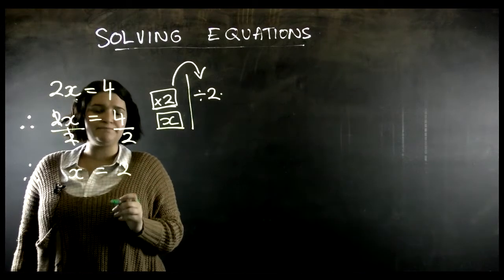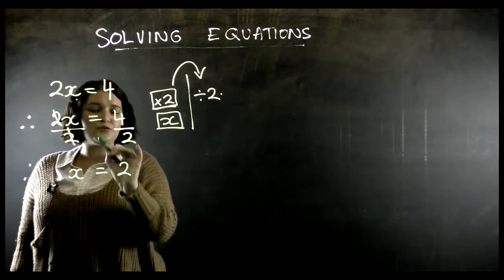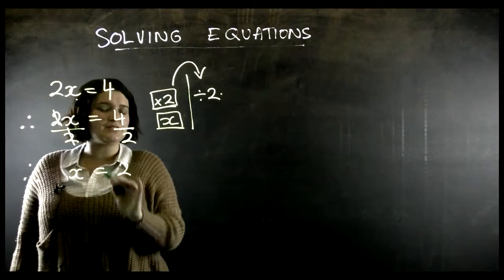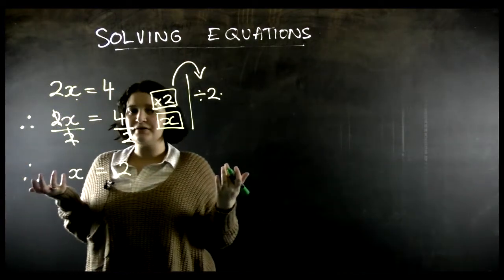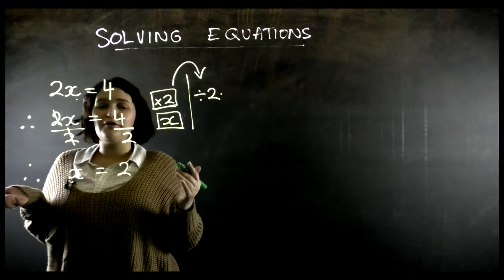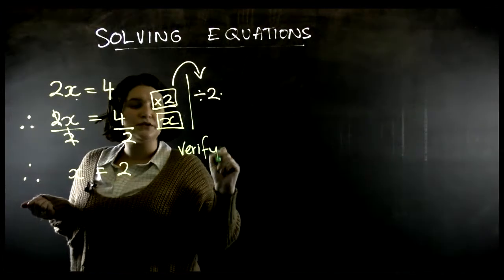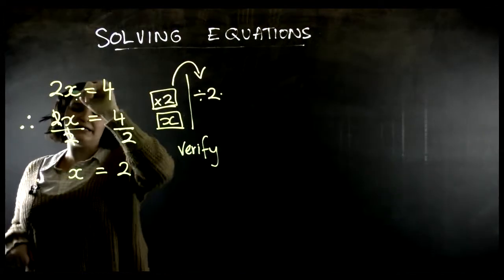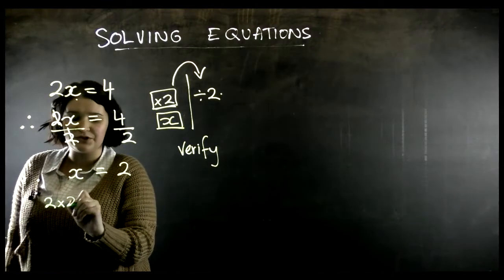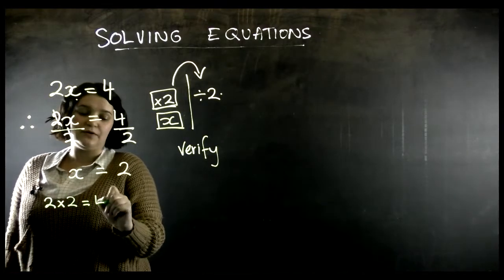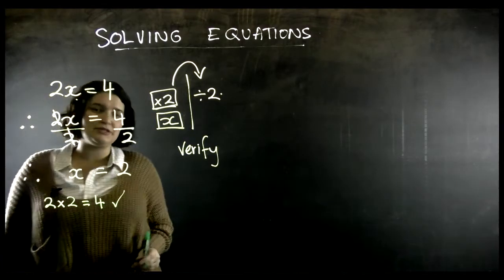And that's the answer. Now you note that I've lined up all my equal signs underneath each other. That's convention. How do I know if I've got the right answer though? What I'm doing to verify my solution is substituting it back into the original. So I'll have 2 times x, which is 2. That equals 4. That's what it's supposed to equal.